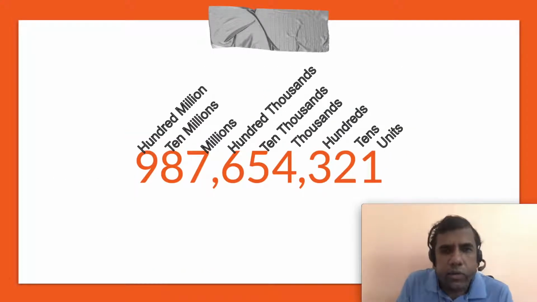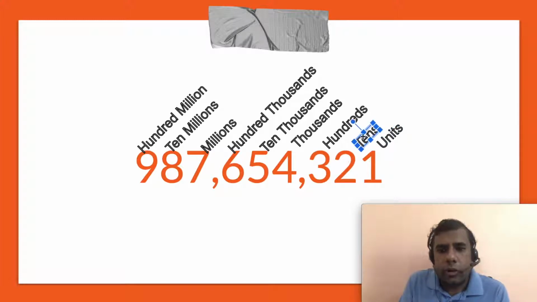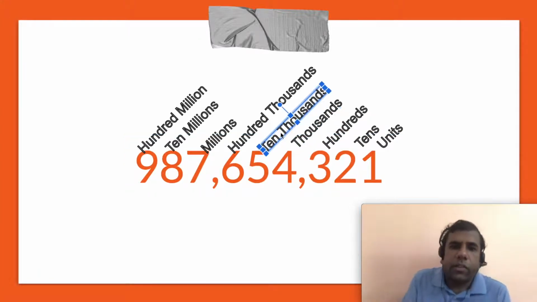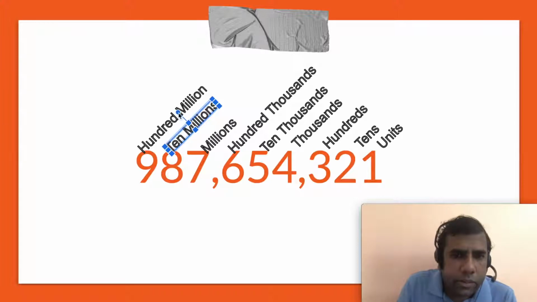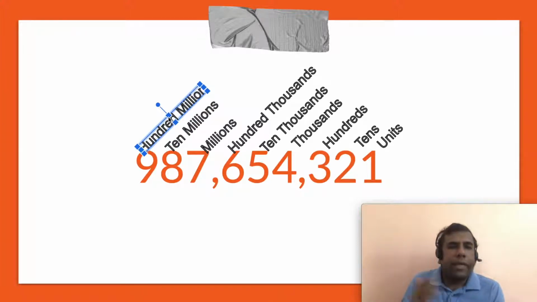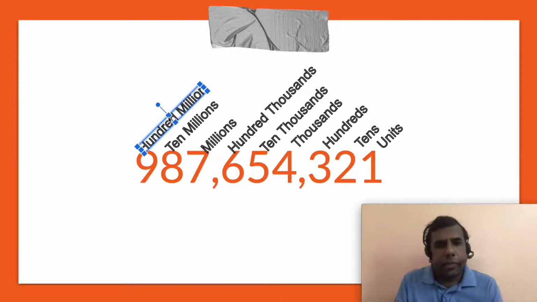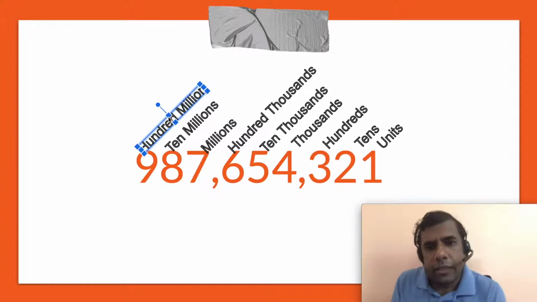So these are the place values in the international system. This is the units place, then a tens place, 2 in this case, hundreds place, which is 3 in this case, thousands place, which is 4 in this case, 10,000s place, which is 5, 100,000s place, which is 6, millions place, which is 7, 10 millions place, which is 8, and 100 millions place, which is 9. There are also billions and trillions after millions, but we are not going to look at that. We are going to look at numbers up to 100 millions today.